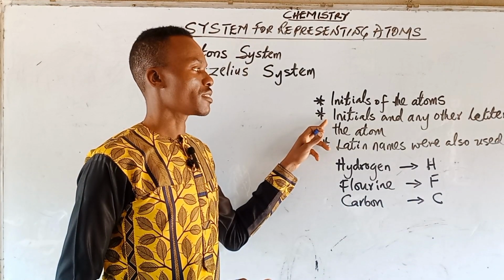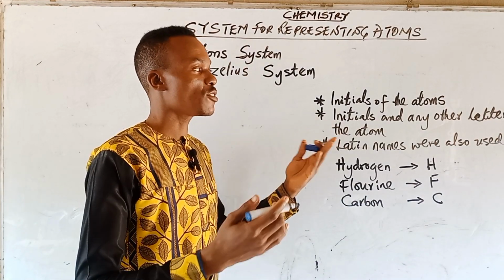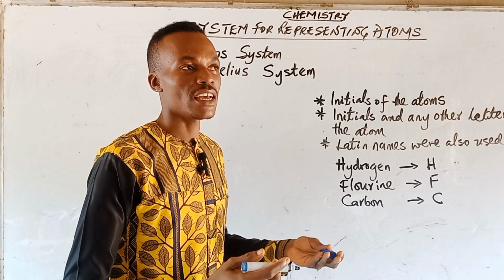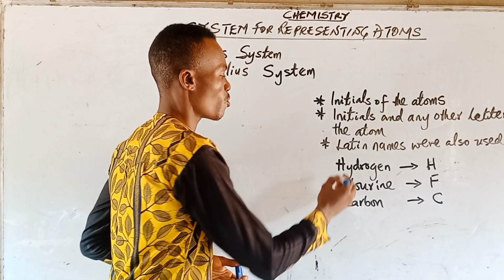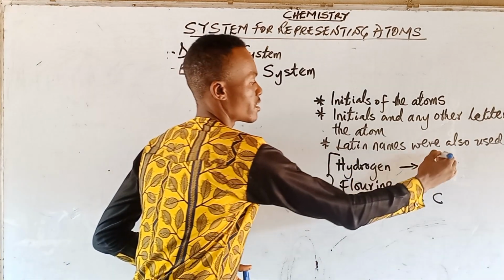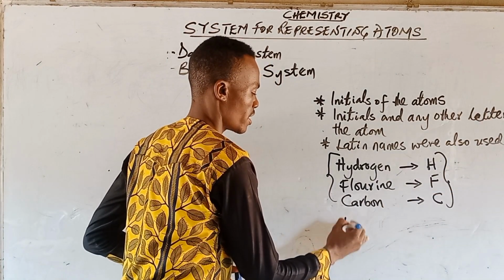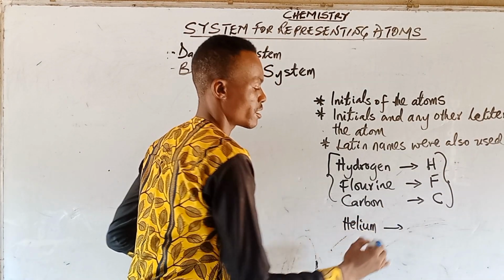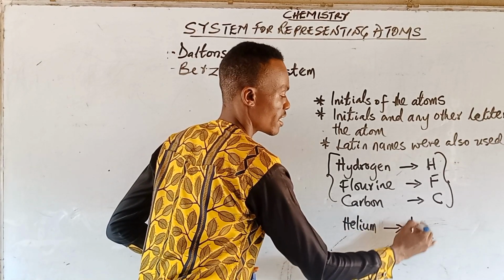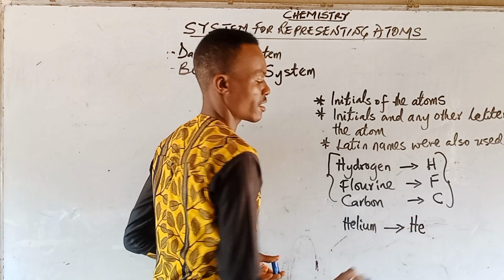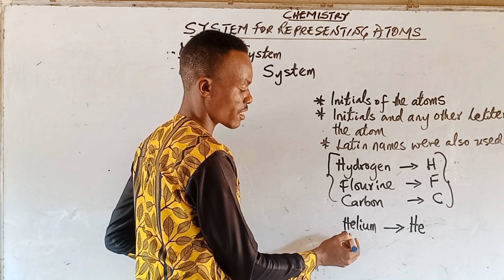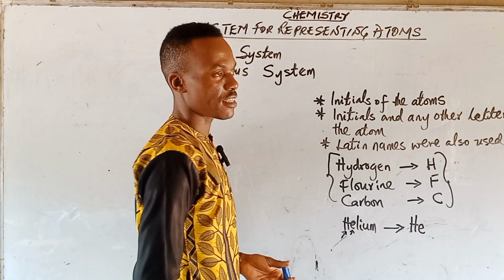Now, the second means is initials and any other letter in the atom. We want to take a look at this. We have helium. Helium is represented as He. You see here that the first letter was chosen and another letter, E.